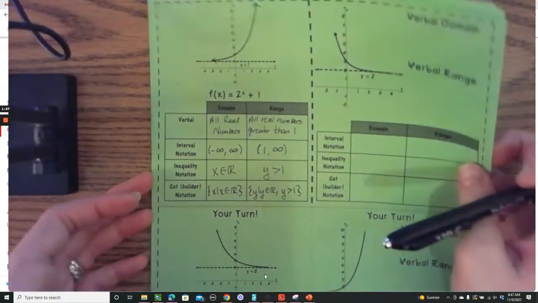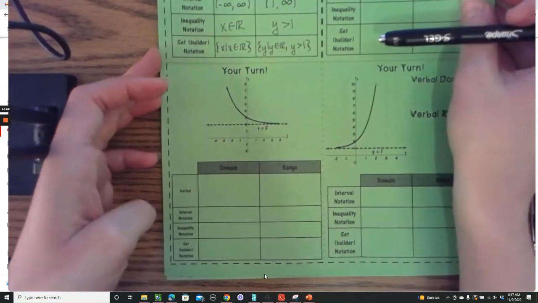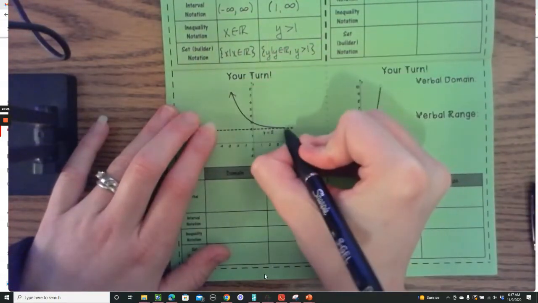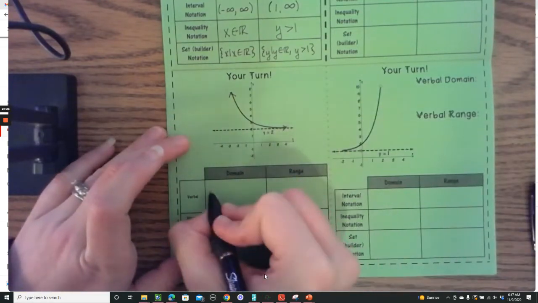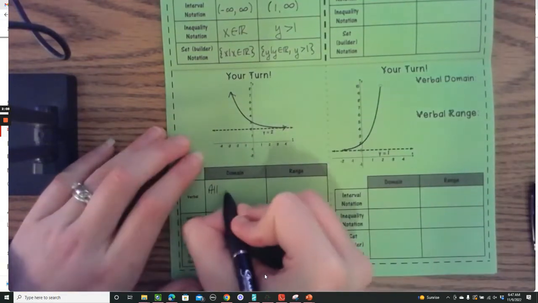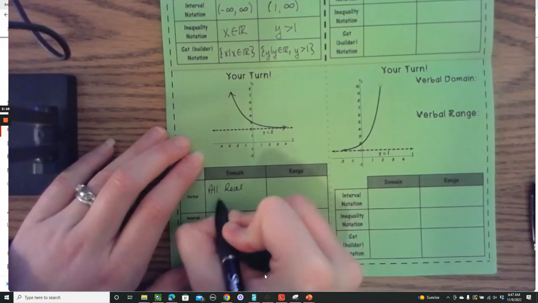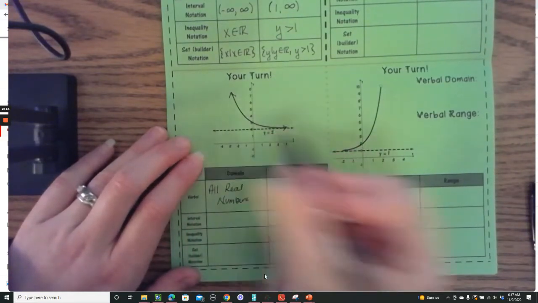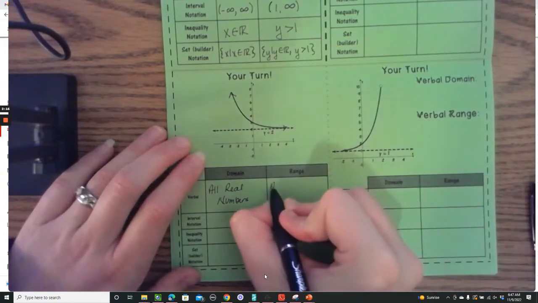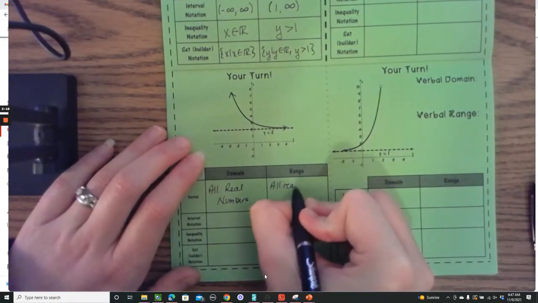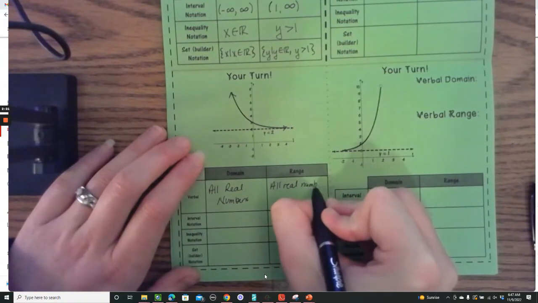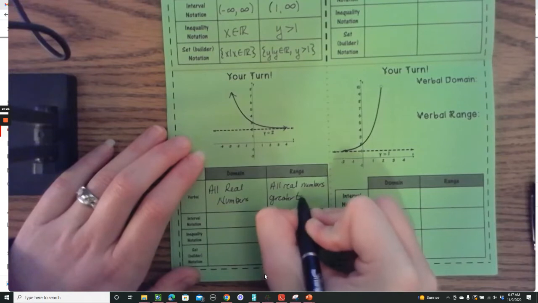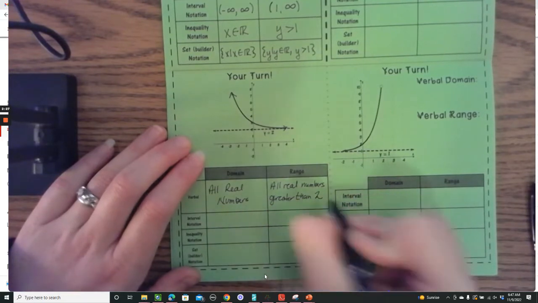All right, so for the your turn part, same thing. This is an infinite function, so we've got arrows at both ends. So the verbal is still going to be all real numbers. This time, though, our asymptote is y equals 2. So our range is going to be all real numbers greater than 2.